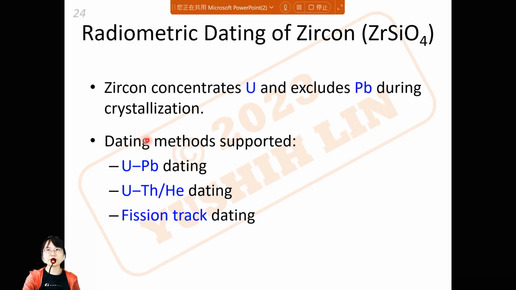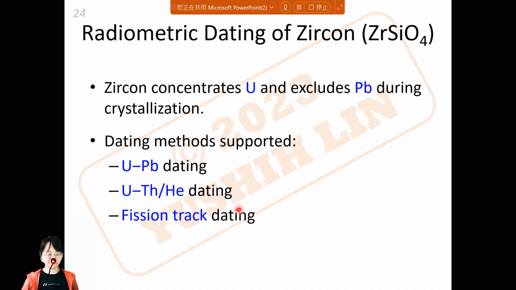Recall the course of radioactive dating technique, we would prefer a system where we know that the daughter nuclide is 0 at the beginning. For zircon, this situation will stand because during crystallization, it will exclude lead, which is the product of these uranium-lead isotope pairs. Zircon also supports uranium-thorium or uranium-helium dating. Furthermore, it can be used for fission track dating. So with these zircon grains, you can do multiple datings.